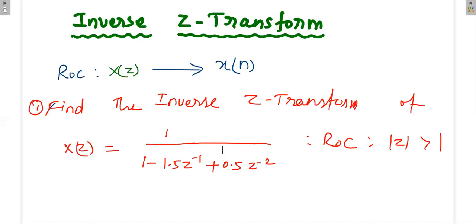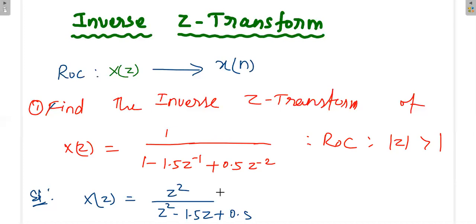You see here everything is given in terms of z with the negative power. Either we can operate with the negative power or with the positive power. No problem, both are okay. So now we'll convert this to the positive power. That means this will become z square minus 1.5 z plus 0.5. Both are the same expression.